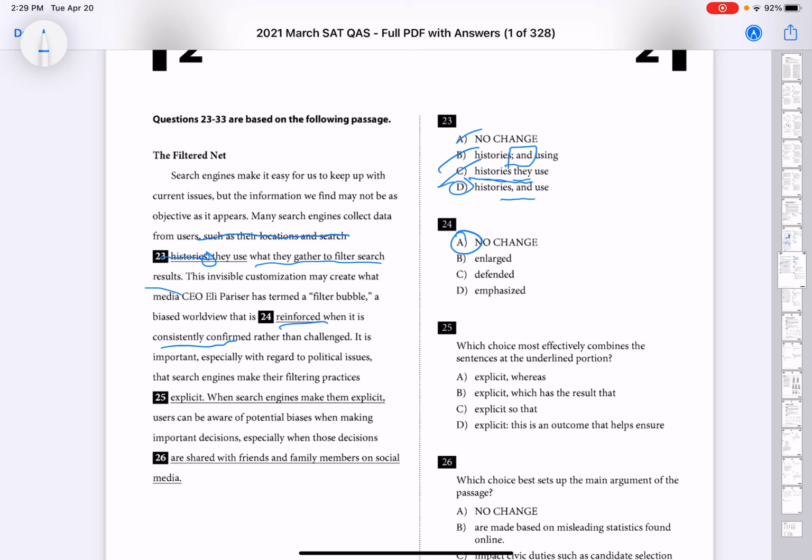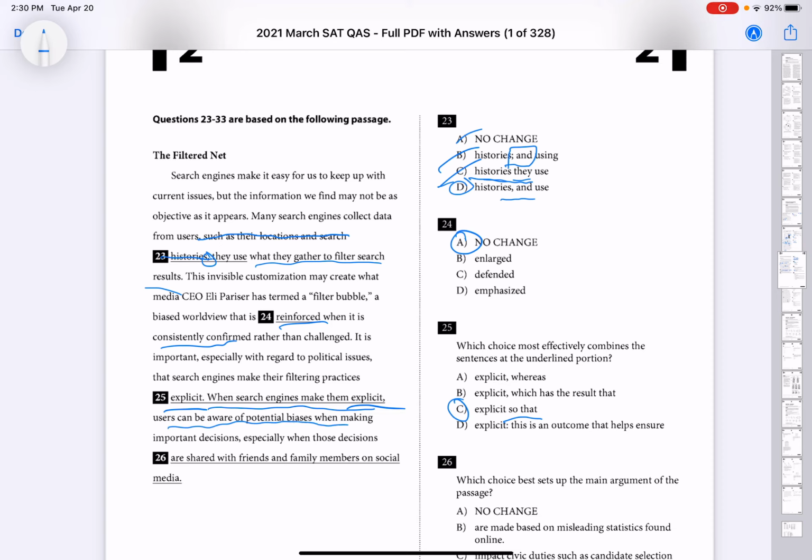25. It is important, especially with regard to political issues, that search engines make their filtering practices explicit when search engines make them explicit. All right, so they have explicit, they want to combine it. So you only want to use the word explicit once. And let's see what they're trying to do. I think 25 should be C because it says when search engines make them explicit. So it's the same thought. So the idea is when they make them explicit so that users can be aware of potential biases. I think the answer should be C.